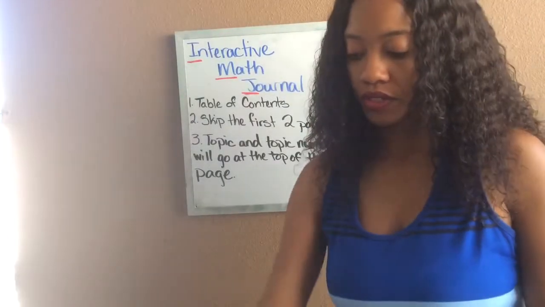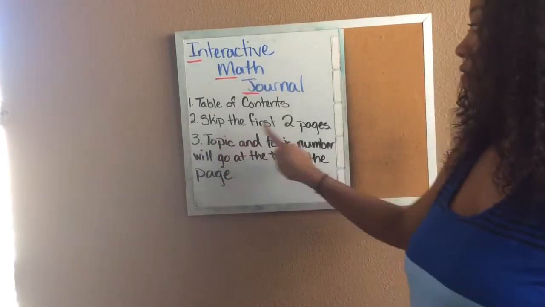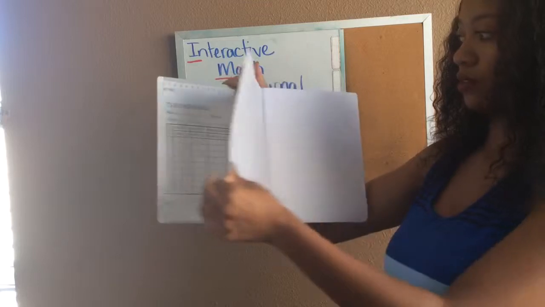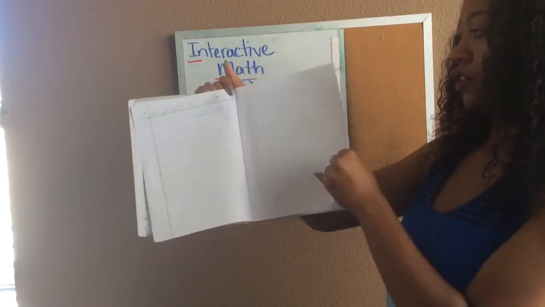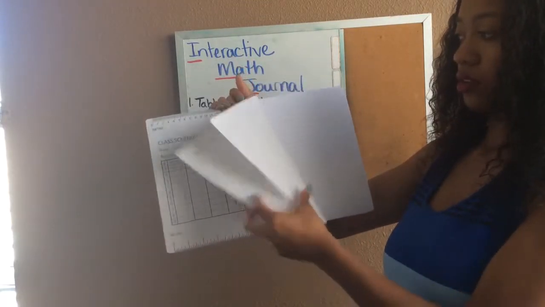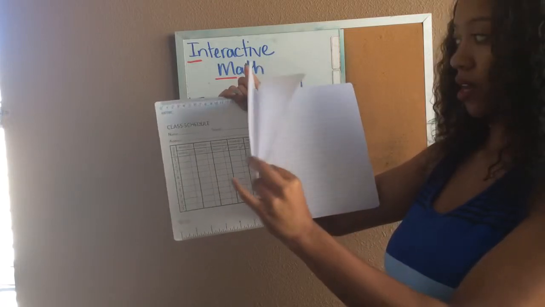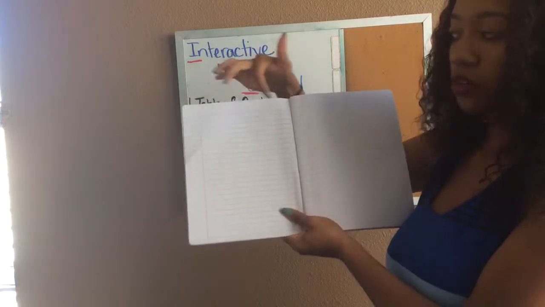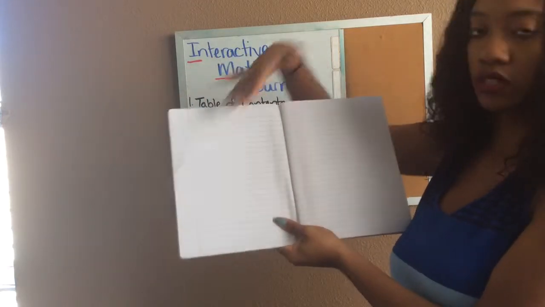The next thing you're going to do is skip the first 2 pages. So in my journal, I'm going to go 1 and then 2. So now I have 2 loose sheets of paper right here. And I'm starting, as you can see, I do not see that marker bleeding through. I'm on 2 fresh sheets of paper.